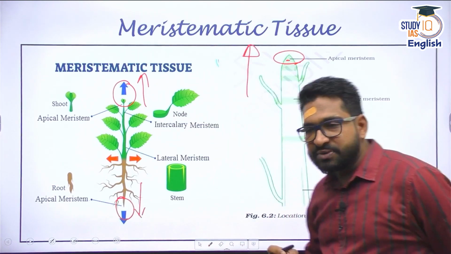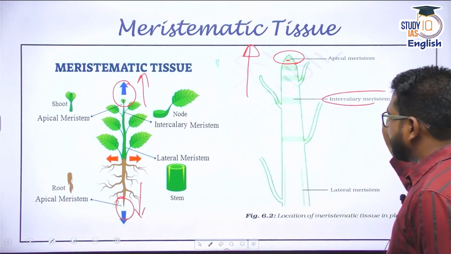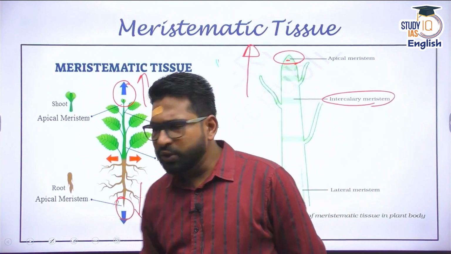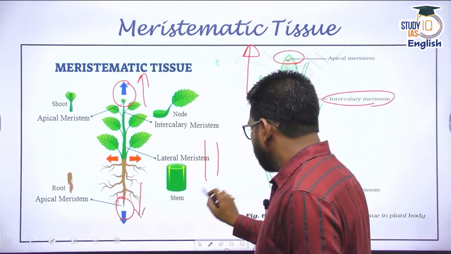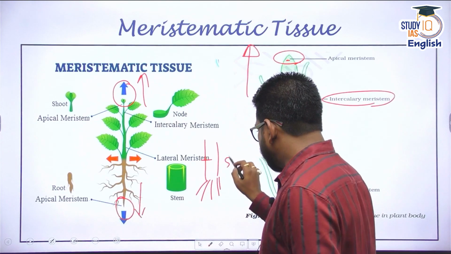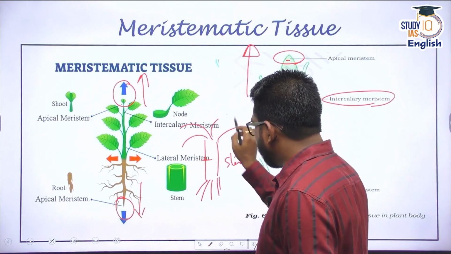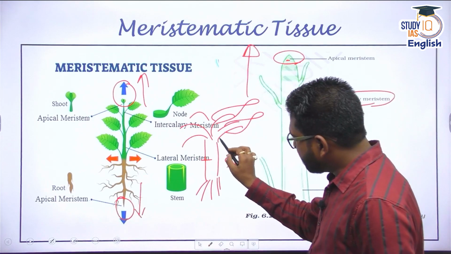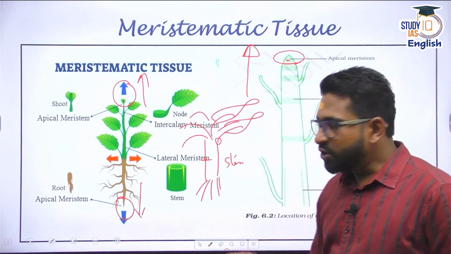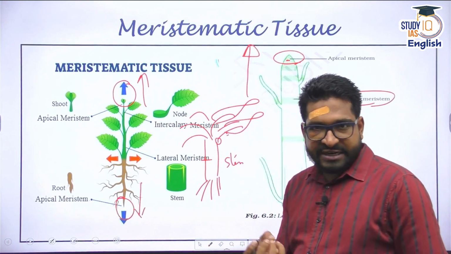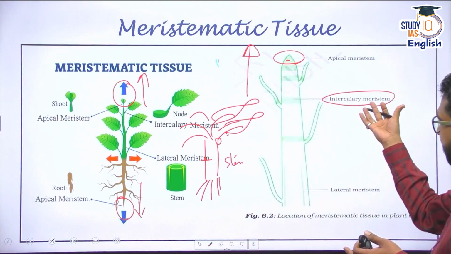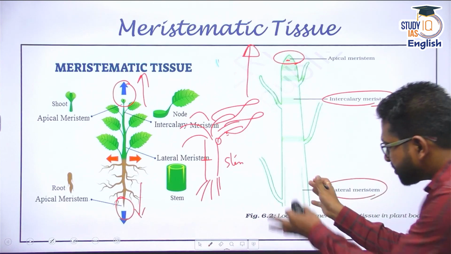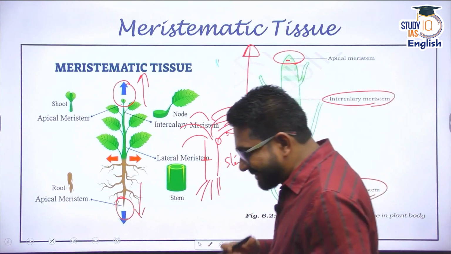Apart from apical meristem, we also find intercalary meristem. Intercalary meristem is generally found at nodes. If I draw a simple plant, you will find they have roots, stem, different kinds of branches, and leaves, correct? At these internodes, wherever branches are spreading out, wherever leaves are spreading out, wherever fruits are developing, I find intercalary meristem. And there is lateral meristem, which helps in broadening or development of the stem.